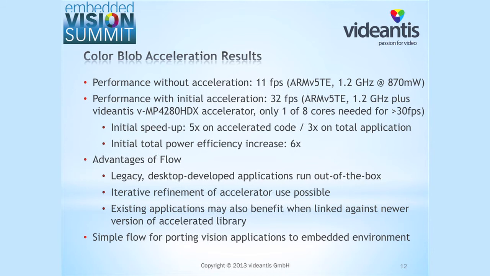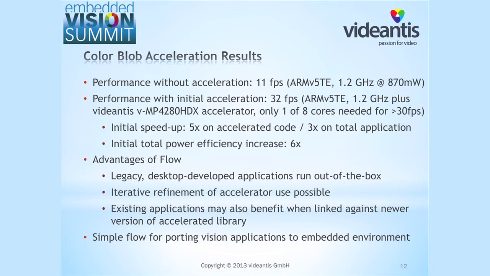If we look at the performance without acceleration, we started with these roughly 11 FPS. Now, if we use just one of the video processing cores of the videantis IP, you get initially an acceleration to 32 FPS. The speed up there is, of course, different for different code sections. We see that we get, in this specific setup, an acceleration of 5 times on the accelerated code, with just changing a few lines of code. And since there is still a section of the code that is processed in a sequential way, the overall speed up is roughly 3. But it's enough to save the day in this instance.